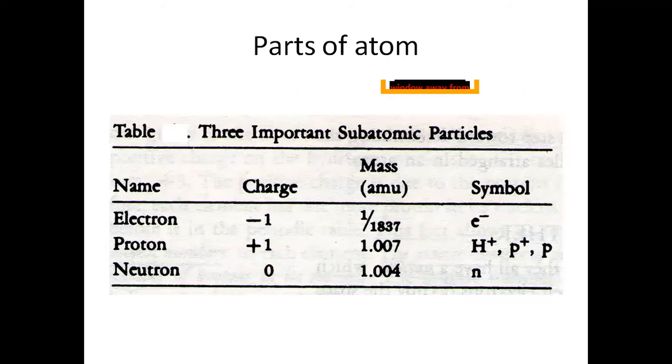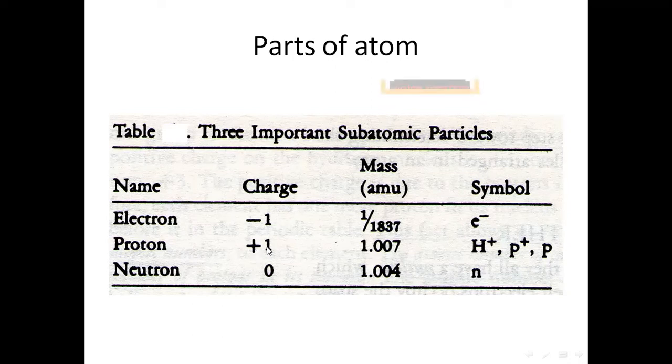The particles of atoms. Atoms contain three particles, called electron, proton, and neutron. The electron has a charge of minus one, with symbol e with negative charge. Its mass in AMU is about 1/1837.